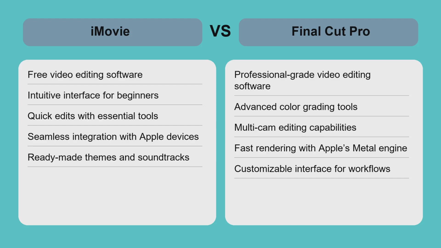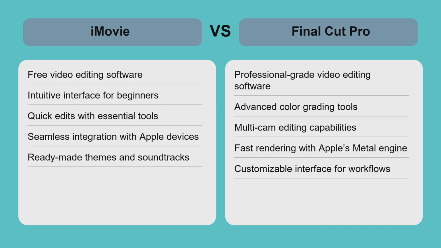Choosing between iMovie and Final Cut Pro depends on your editing needs and experience. iMovie excels in simplicity and speed, perfect for quick edits or beginners who want good results without complexity. It's ideal for casual projects like family videos or social media posts.